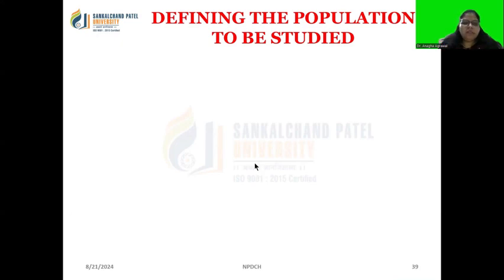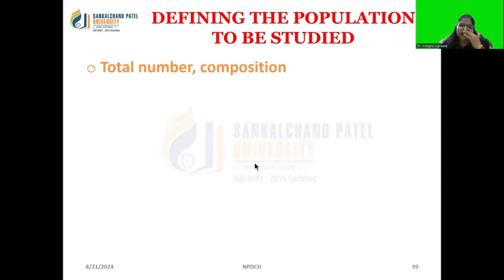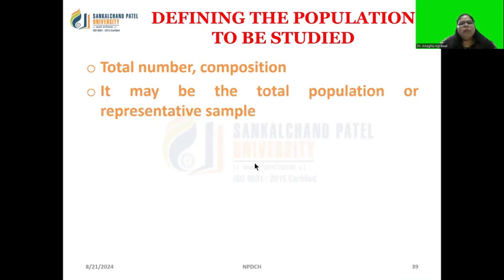So the very first step is defining the population to be studied. How do you define the population? You should know the total number of people you want to study and the composition of the population, which I have already explained: how many school going children, how many small children or infants, how many people who can earn, how many are aged people, what is the dependent population, what is the independent population. Then it may be the total population or a representative sample.